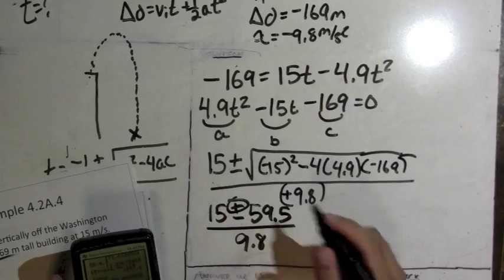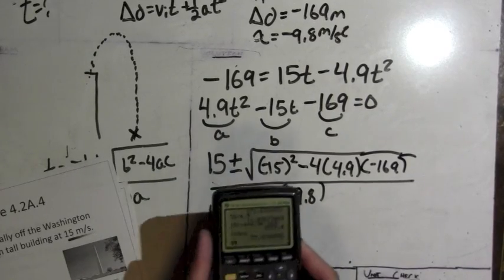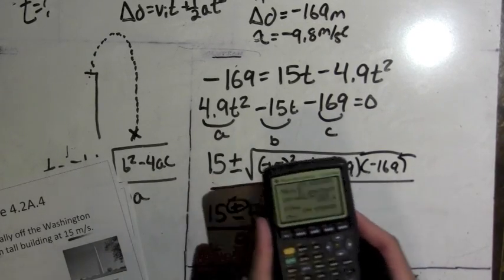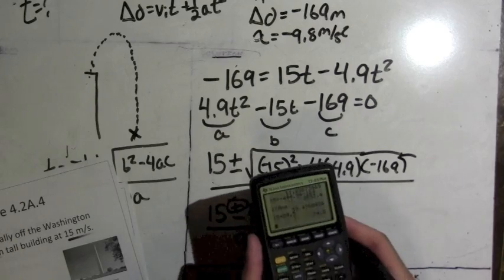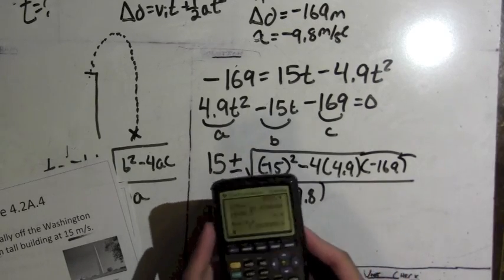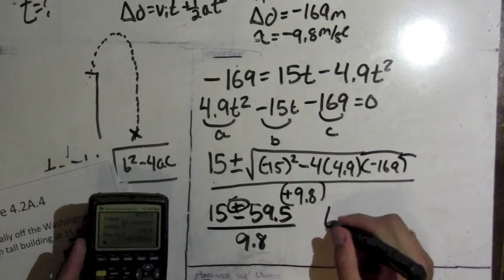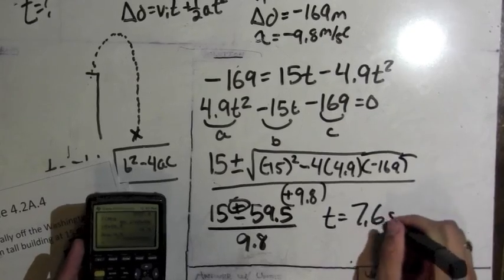So we have to take the plus answer. So you have 15 plus 59.5 divided by 9.8, and that gives you a time of 7.6 seconds.